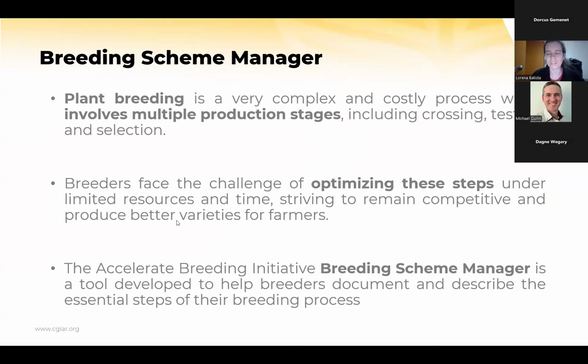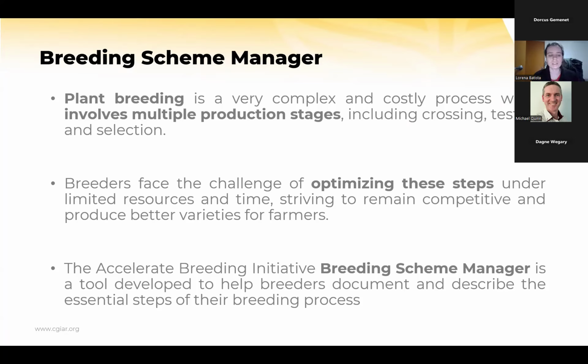This is going to be quick, just a few slides for introducing the tool. We understand that plant breeding is a very complex and costly process, and it involves multiple production stages. Many breeding programs are comprised of these stages of crossing, early testing, late testing, and there's selection happening across these stages. Breeders face the challenge of optimizing these steps when they have limited resources and time, and they need to release competitive products for the farmers. So that's why these steps need to be optimized.